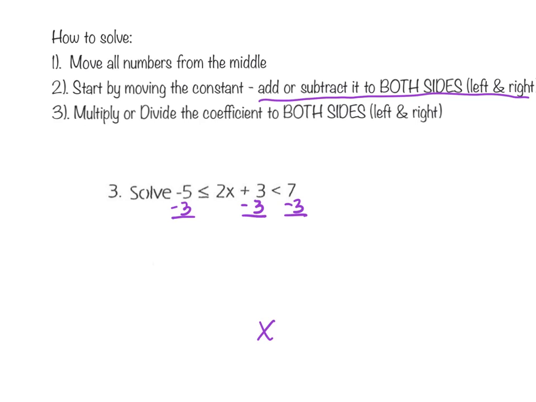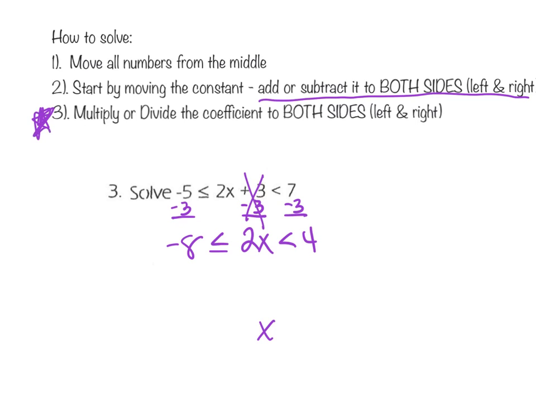Okay, what is -5 minus 3? -8. Keep the signs the same, nothing changed. What's the only thing left in the middle? 2x. And then what, sign? Sign didn't change. 7 take away 3. 4. Okay.